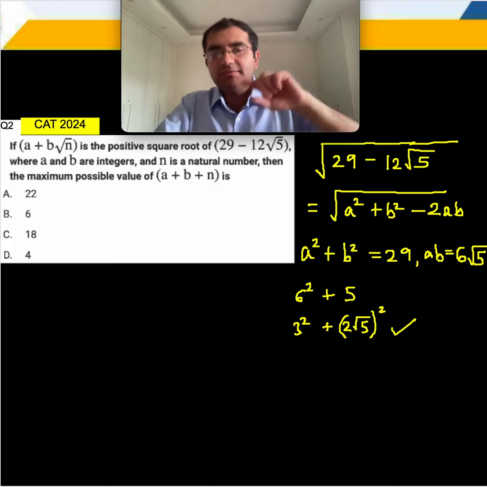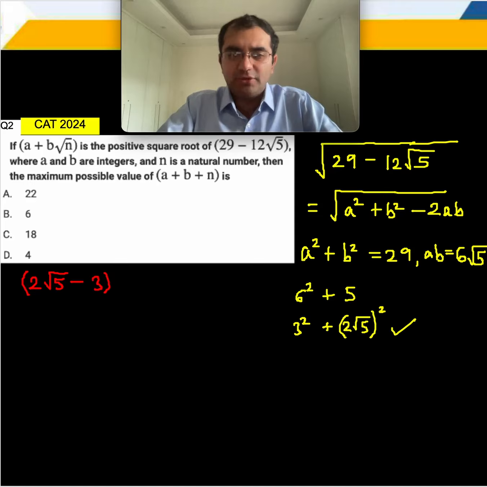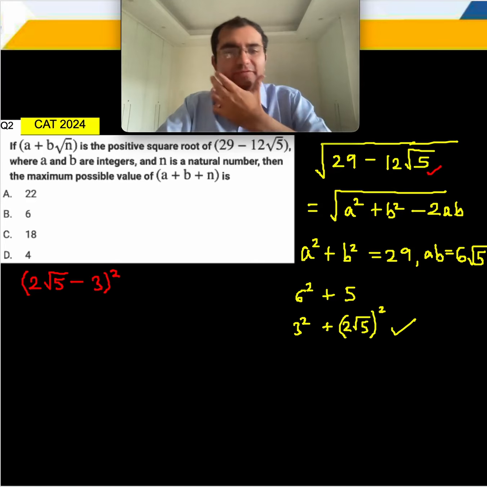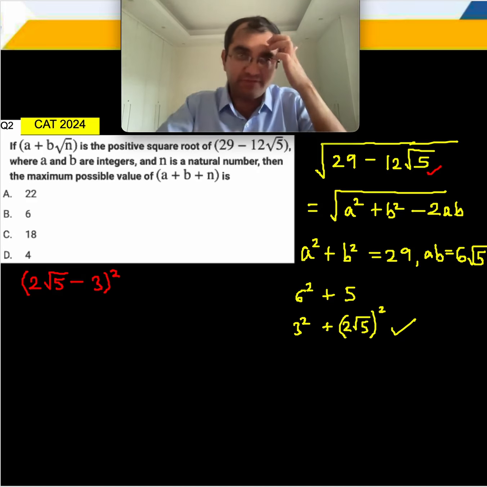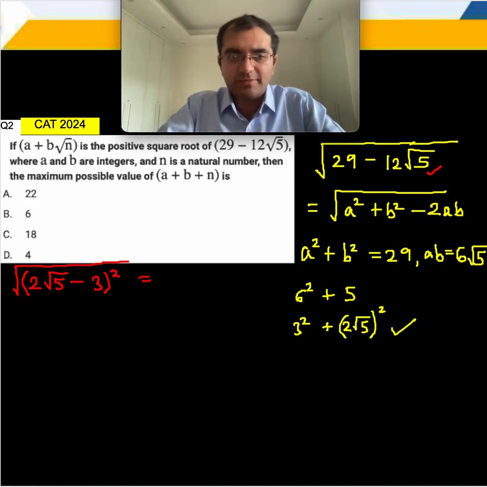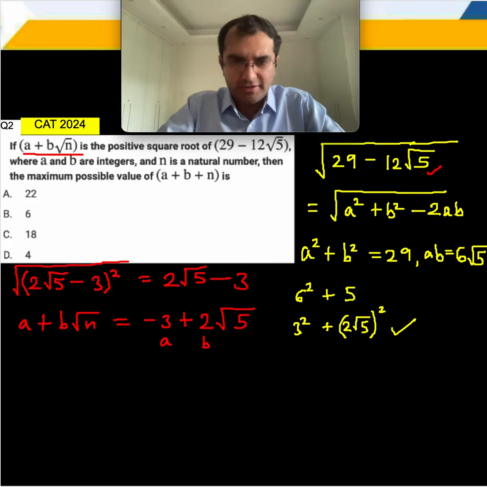But always a minus b has to be positive. So a will be 2 root 5 and b will be 3. This becomes the square root of 2 root 5 minus 3 whole square. Okay, we have to calculate. 29 minus 12 root 5 becomes 2 root 5 minus 3, not 3 minus 2 root 5. Be careful of that. Its square root becomes 2 root 5 minus 3. And you need to write a plus b root n, which becomes minus 3 plus 2 root 5. So a is minus 3, b is 2, n is 5.